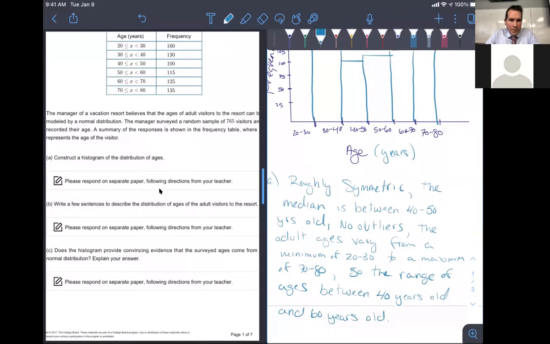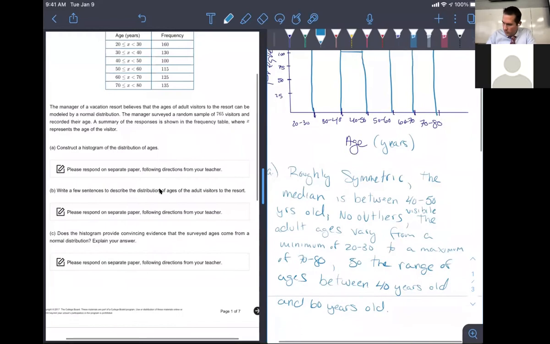I don't see any gaps. I don't see any outliers. I should probably say visible, just because we have such chunks in the age groups, I can't really tell if there's outliers, but from our graph, none.